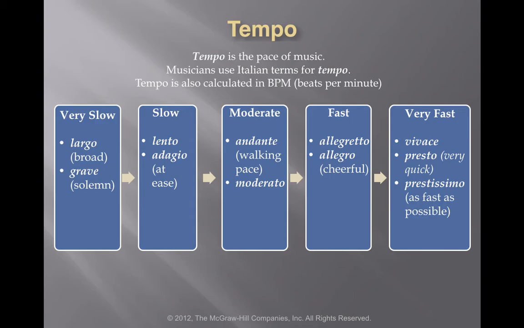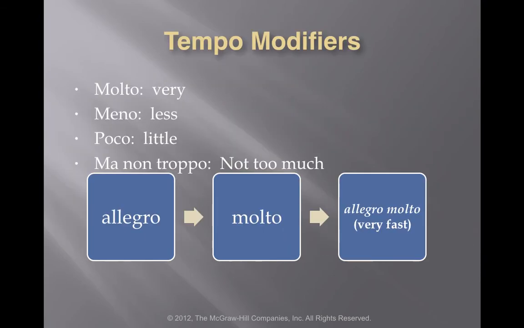Again, make sure you have these terms ready so that when you are asked to describe the tempo of a piece of music, you know exactly what to say in the Italian terminology that we will be using. Now, there are some additional terms that add to some of our tempo terms, such as molto, meaning very, or meno, meaning less. Any of these terms can be added to a tempo classification.